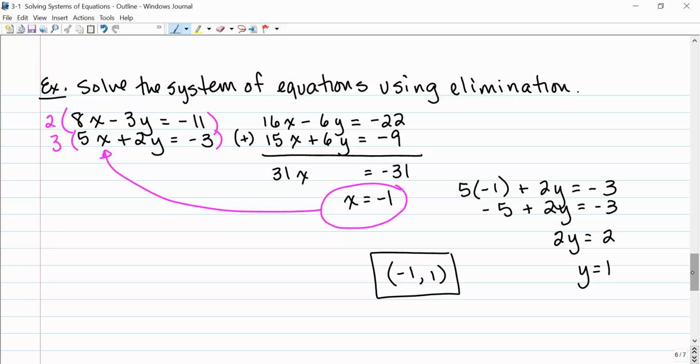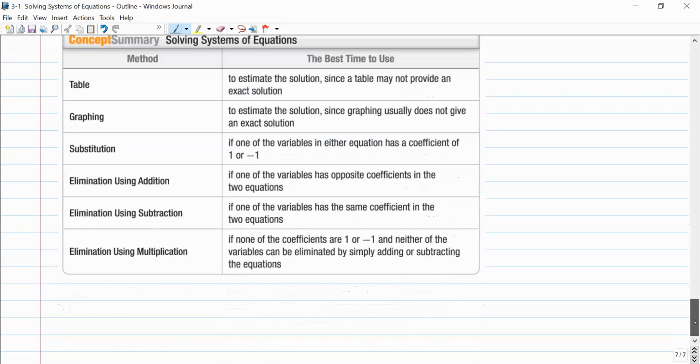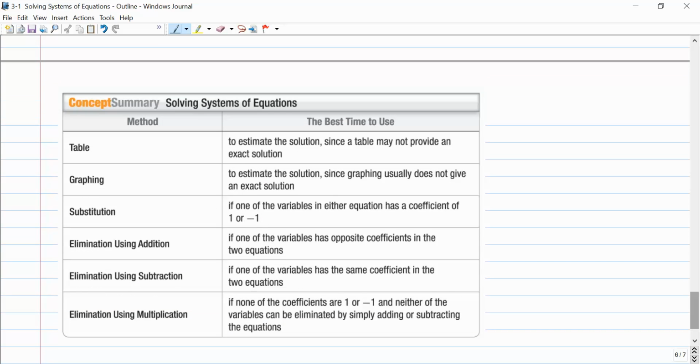And the last thing I want to take a look at here is a chart from your textbook that talks about different ways to solve systems of equations. We didn't actually go over the table method because that's not very good. Graphing is a good way to do it, but it's not going to be good unless it gives you an exact solution, unless those two lines cross in an exact point. Substitution works well if one of the variables in either equation has a coefficient of 1 or negative 1, then you would want to solve for that variable and substitute it into the other equation.